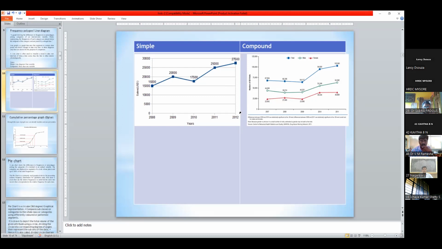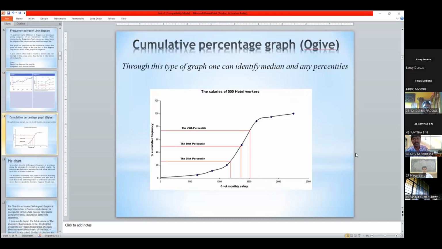But the idea here is that in a compound diagram you can get a comparison of which is more or which is less. So that's the idea. Then we have the cumulative percentage graph, technically called the Ogive. I'm not going to tell the procedure of how it is done. You can see it in the book or learn through YouTube videos. Once you formulate the Ogive, the advantage is you can calculate different percentile points.